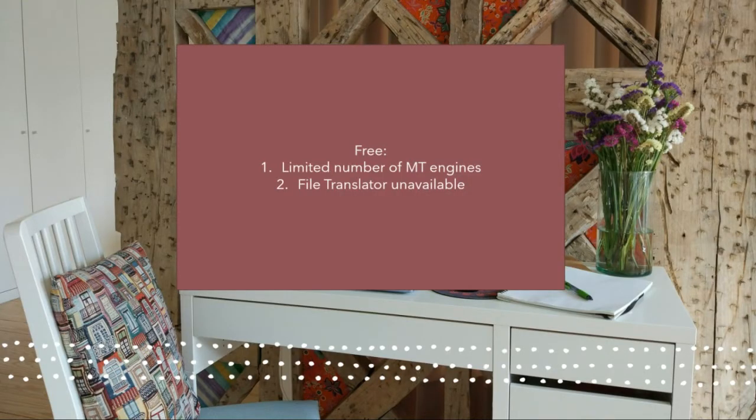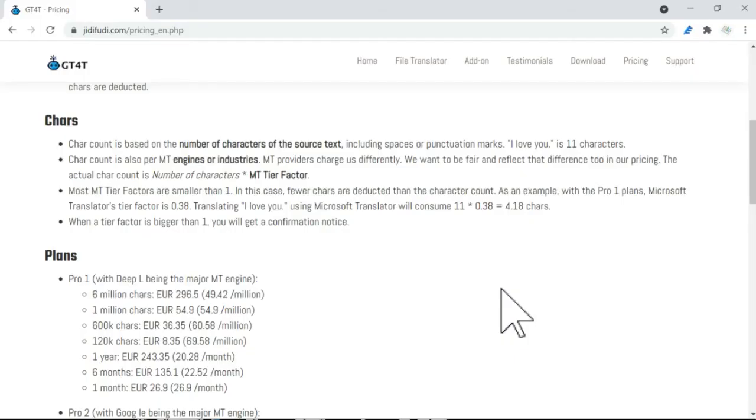Okay, so once you have downloaded GT4T and installed it on your computer, it will run in the full version for a while, and after that you will have either to purchase or continue with the free version. If you're using the free version, you will access only a limited number of MT engines and the file translator will be unavailable. Now, the way GT4T pricing works is based on the number of characters that you will be using and, like it says here, the MT tier factor. So when you're looking at engines in GT4T, you can see how much each one will use characters depending on how expensive and how cheap they are.